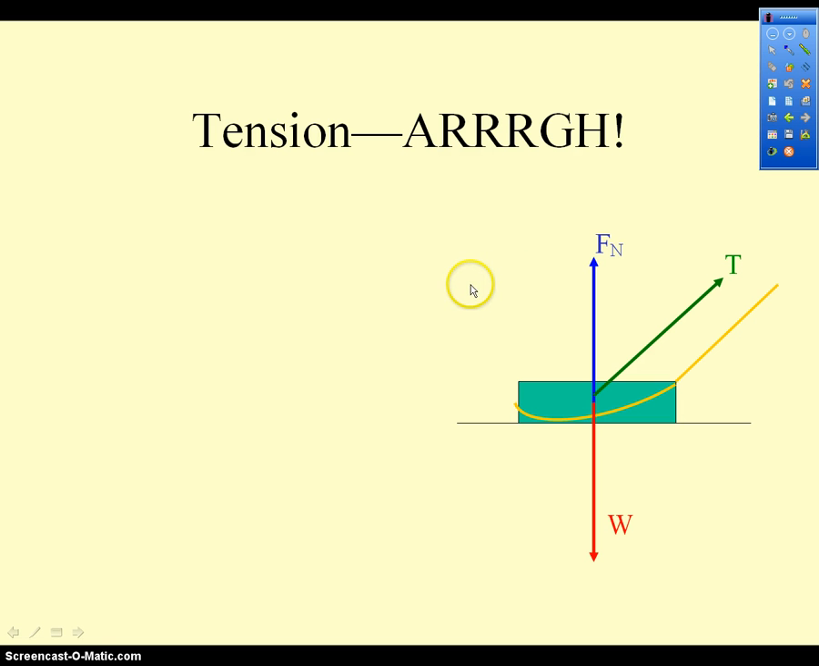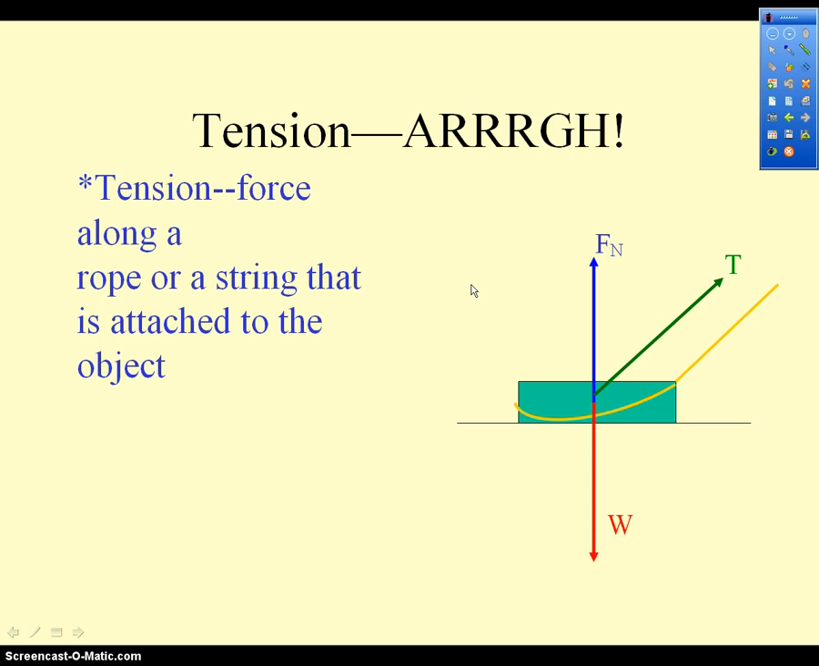So the next force is another one that you won't have unless you have a rope. So tension is this force along a rope or a string. So if you don't have a rope or a string attached, then you don't have to have tension and you don't have to worry about this one. If you'll notice here, this little yellow-orange color represents the rope or the string. So the person would actually be pulling along the rope, but I drew the force coming from the center, parallel to the rope.